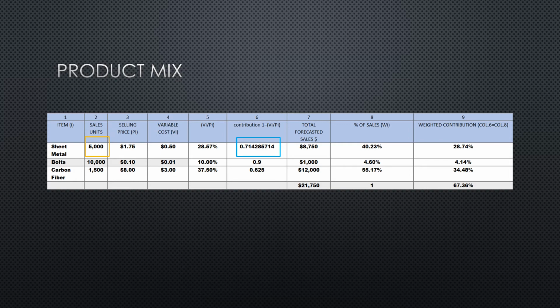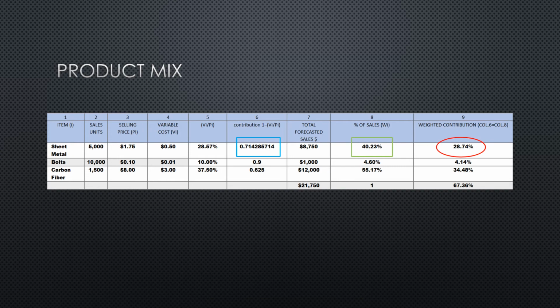Now we'll take the sales in units for the sheet metal and multiply it by the sales price to arrive at our total sales in dollars, which is $8,750. Follow this process for all of your others, and you'll finally arrive at the total forecasted sales of $21,750 in this example. We will then take sheet metal's $8,750 and divide it by the $21,750 in order to find our percentage of sales for sheet metal, which is 40.23% in this case. Then take this sales mix and multiply it by the contribution to find the weighted contribution.